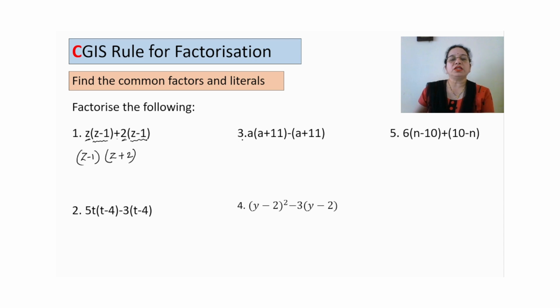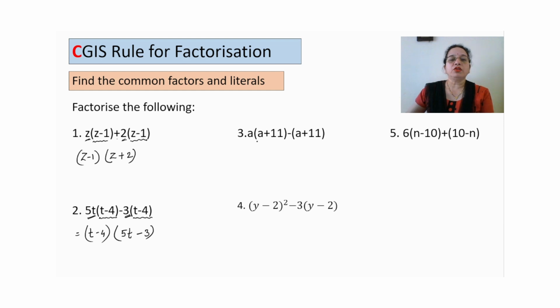So this way sometimes factors are also written common over there. So here you can see that t minus 4 is common. So write down t minus 4 common. So what is left over here? 5t. Then minus, and then this 3. So 3.